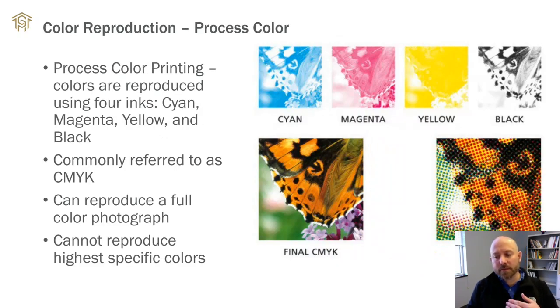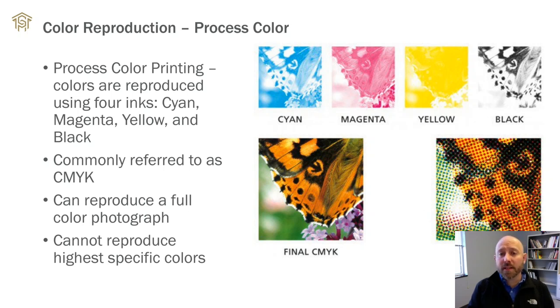So that kind of helps us move into the idea of color reproduction as it pertains to the flexographic printing process. So if we're going to reproduce something that is full color, we're going to use something called process color printing. And process color printing is using four very particular types of inks that are transparent. We use the colors cyan, magenta, yellow, and black.